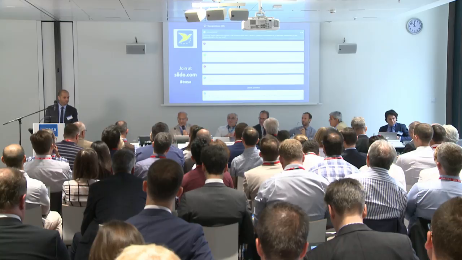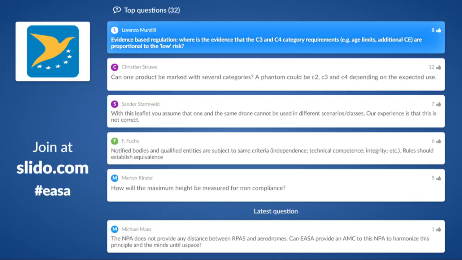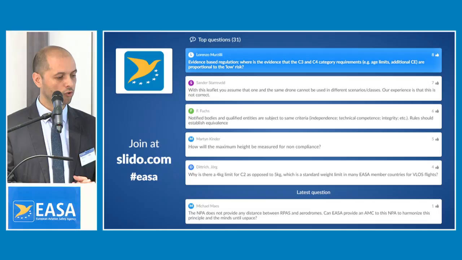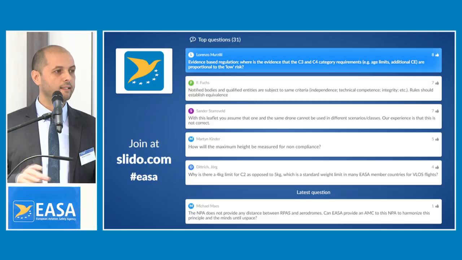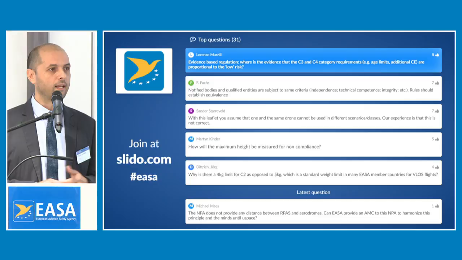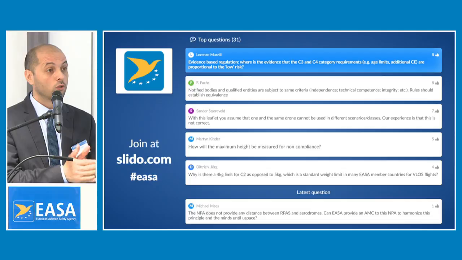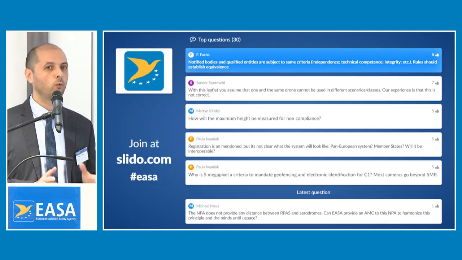Where is the evidence? The question is that C3 and C4 category requirements, age limit, addition, are proportional to the low risk. Okay, so at this moment for the drone, we have some data. As Alessandro also showed, we have a safety risk portfolio with some events there, but the data are difficult to be correlated and in some cases also difficult to be verified. So quantitative evidence is difficult to provide. So the approach that we used was a qualitative approach, to try to understand the increased risk from a qualitative point of view, and so what are the operational limitations?